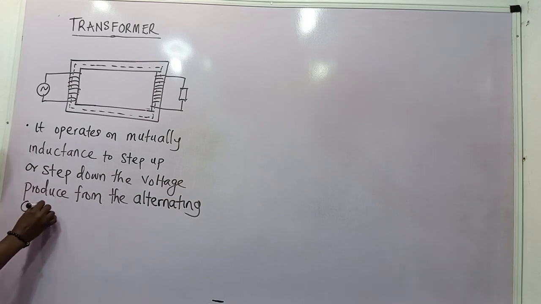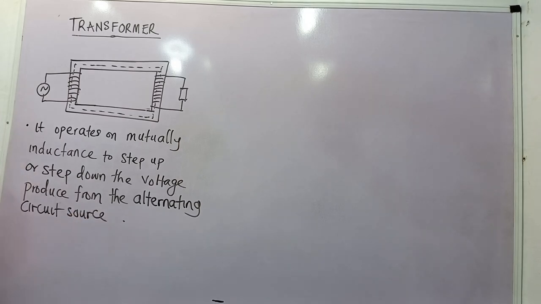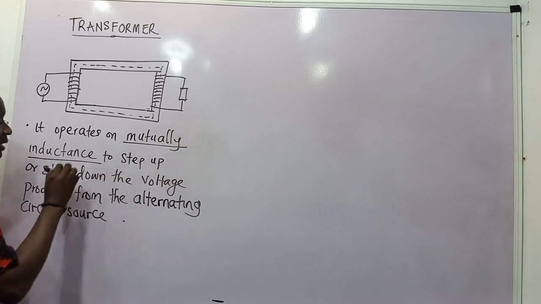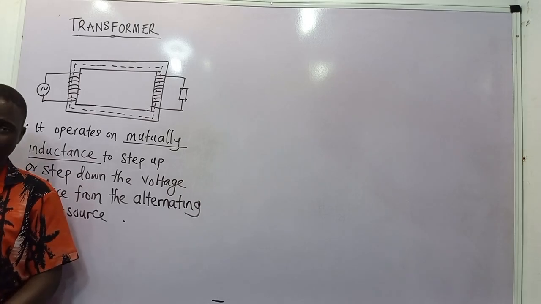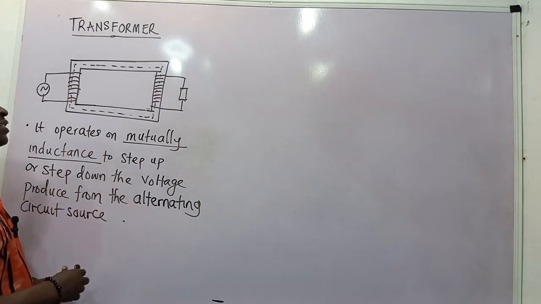So in this case, the number one thing you must know is that it operates on mutual inductance. It operates on mutual inductance to change the voltage produced from an alternating source. That's what we call a transformer.